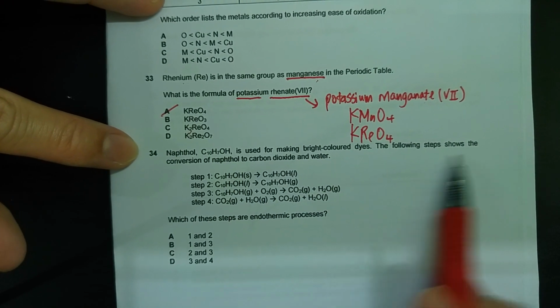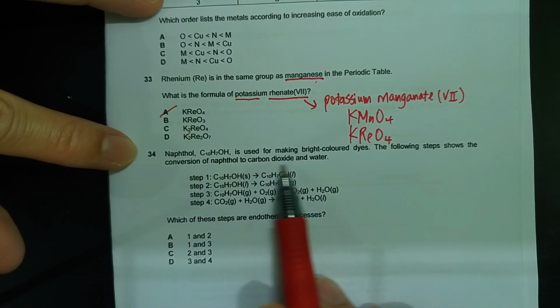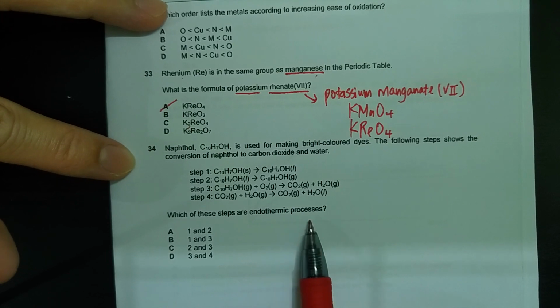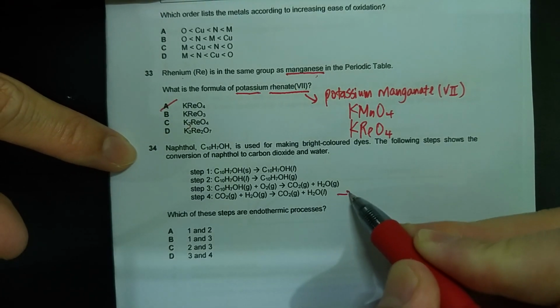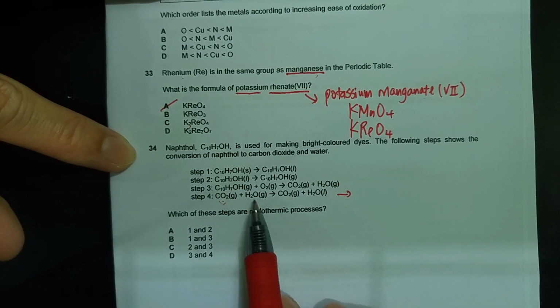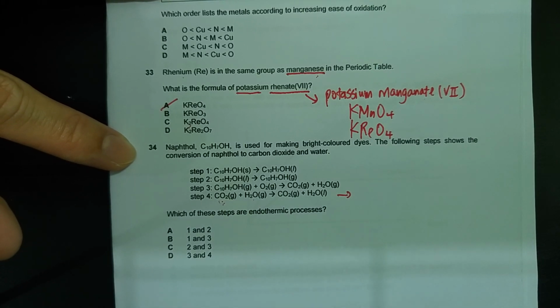34. Okay. The following steps show the conversion of this to carbon dioxide and water. So which of these are endothermic? Now, first of all, what is this? Okay, CO2, water.